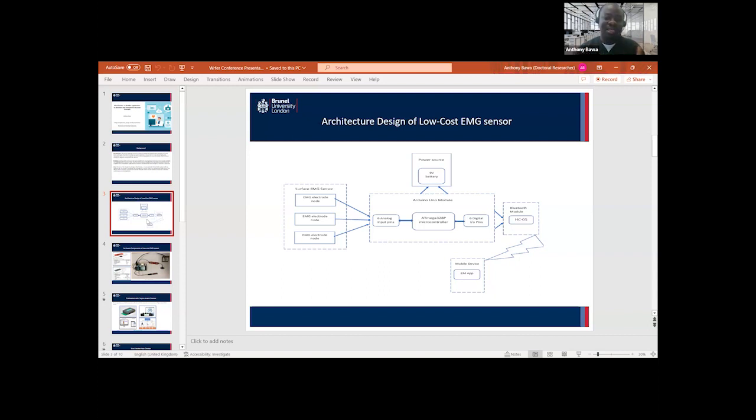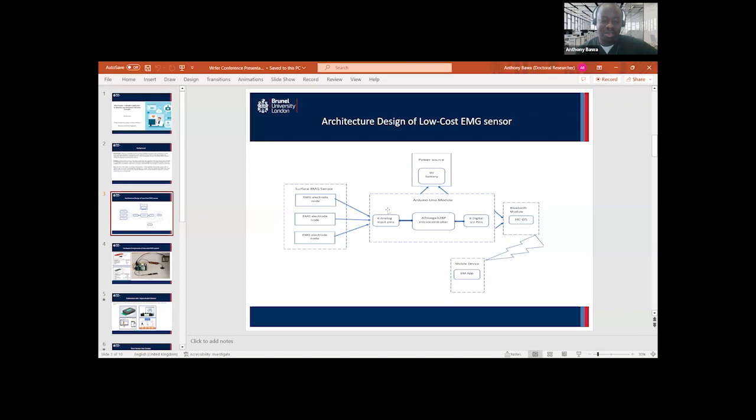So this was just the architecture design of the low-cost EMG sensor. What we tried to do was fabricate this EMG sensor. So we used the surface EMG sensor, the MyoWare. We had a power source. Then we used the Arduino Uno, a Bluetooth module. We used the HC-05 Bluetooth module, and with our mobile phone here.